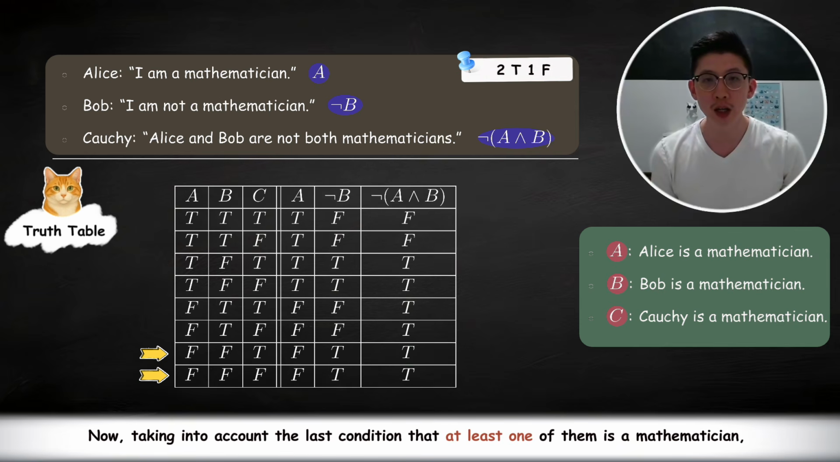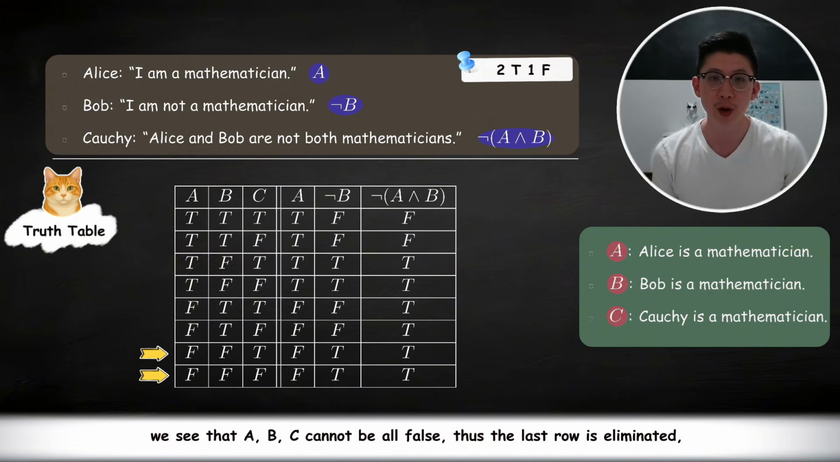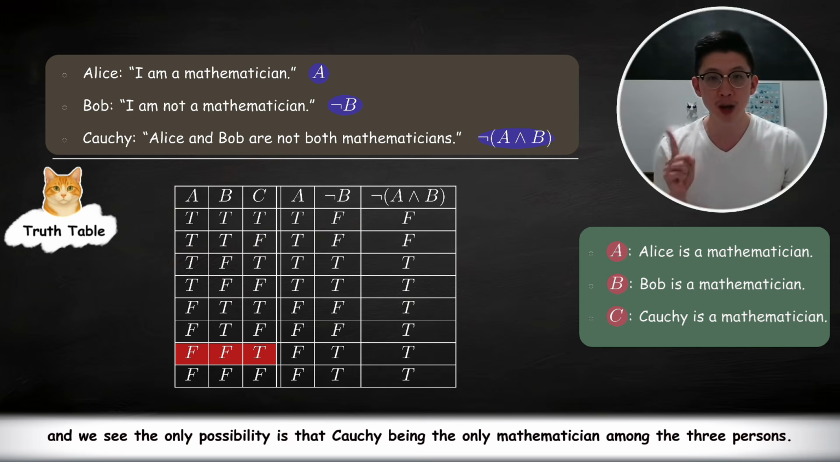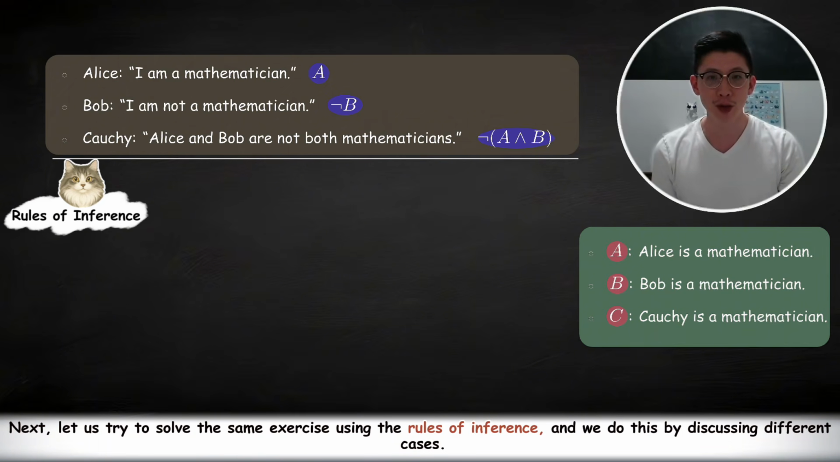Now, taking into account the last condition that at least one of them is a mathematician, we see that A, B, C cannot be all false. Thus, the last row is eliminated, and we see the only possibility is that Cauchy is the only mathematician among the three persons.